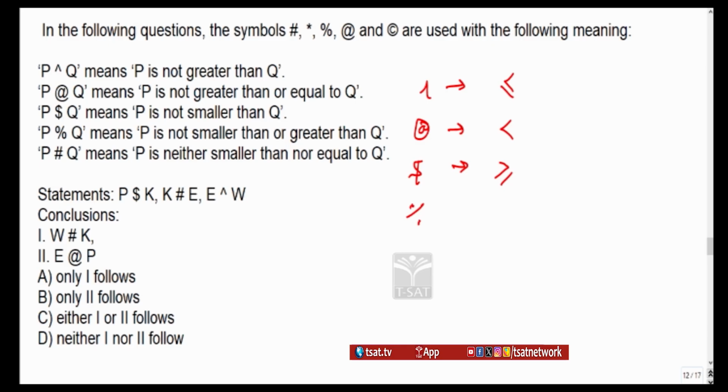Next we have the percent symbol. This percent symbol represents P is not smaller than or greater than Q. So it is neither smaller nor greater. So directly I can write P is equal to Q. He is saying that P is neither smaller than nor greater than Q means P is equal to Q. Now finally, we have this symbol. P is neither smaller than nor equal to Q. P is neither smaller than nor equal to Q means P is greater than Q. So this symbol represents greater than.